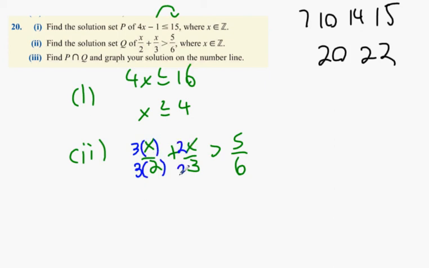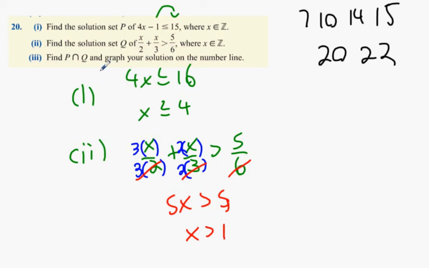And then after that, just add them together to get 5x. And then, oh wait, there's no x on this side though. And after that, x is greater than 1.